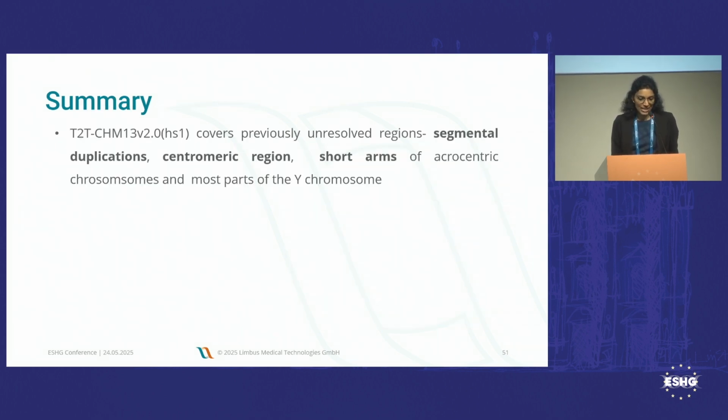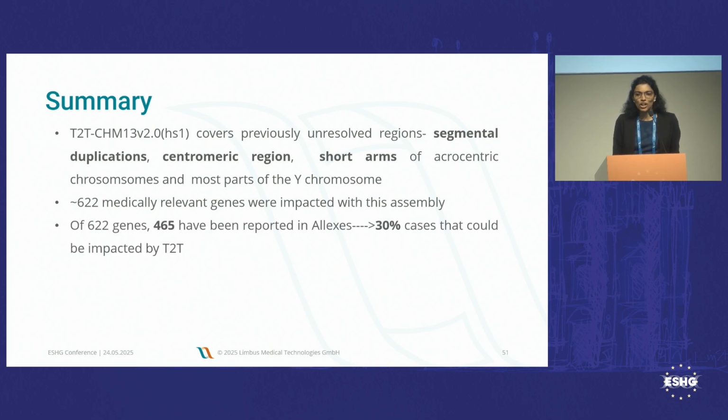So in summary, we can say that T2T covers previously unresolved regions like segmental duplications, centromeric regions, and short arm of the acrocentric chromosomes and most parts of the Y chromosome. 622 genes which were medically relevant were impacted from this assembly. We did a small dig into our internal system, internal reference database called Alexis, and we found that approximately 465 of these 600 medically relevant genes were reported, and it was approximately 30% of the cases. So it could be that 30% of the cases are impacted.